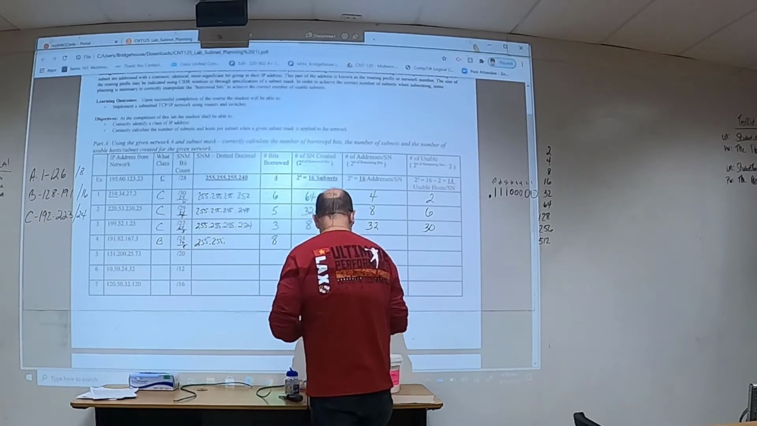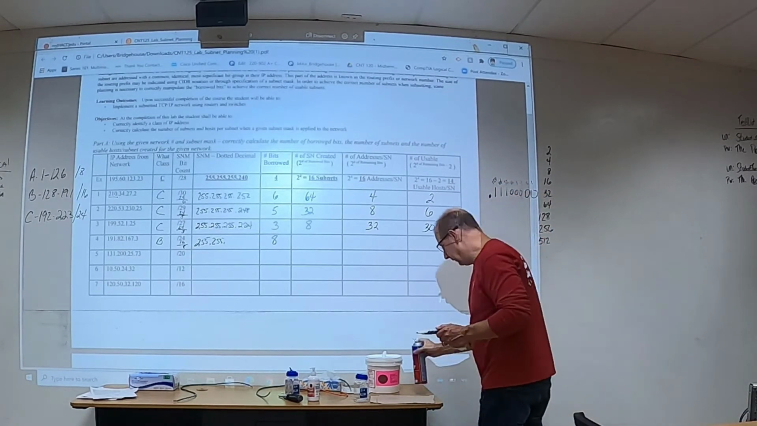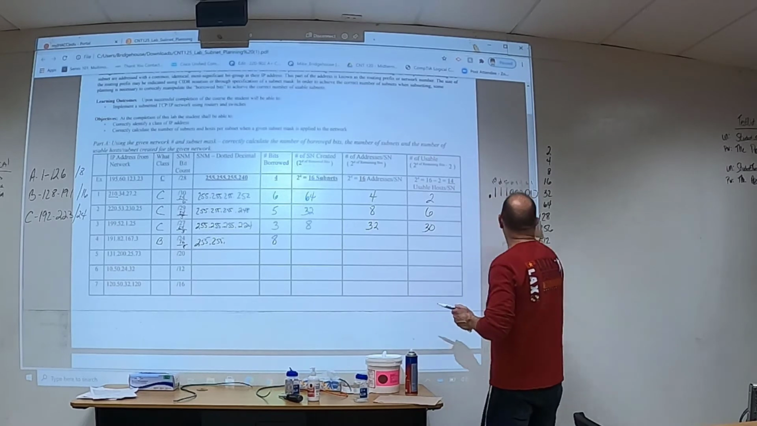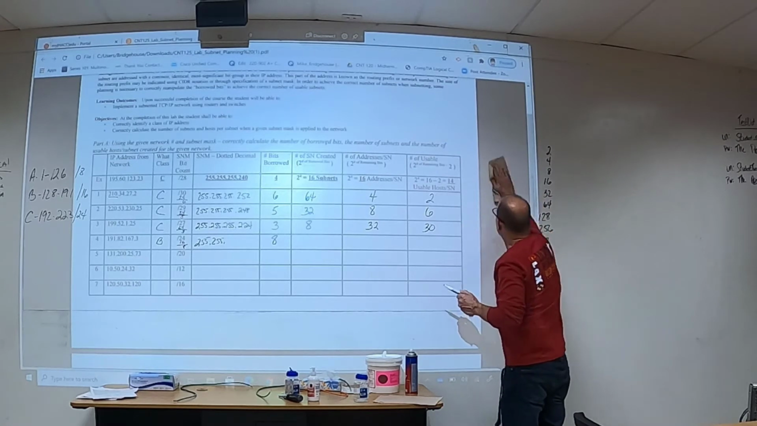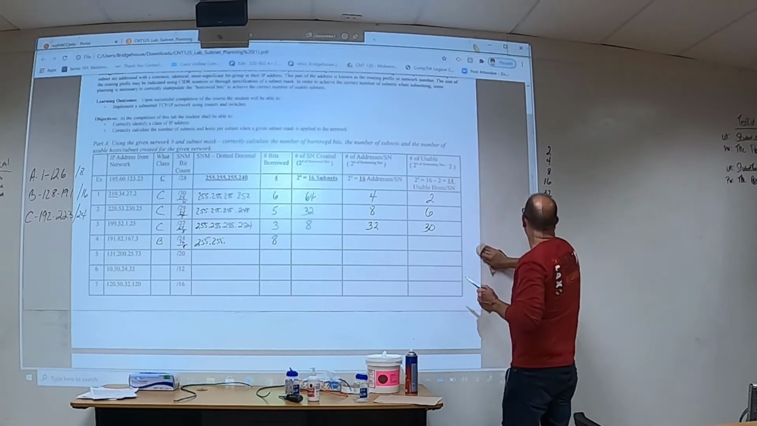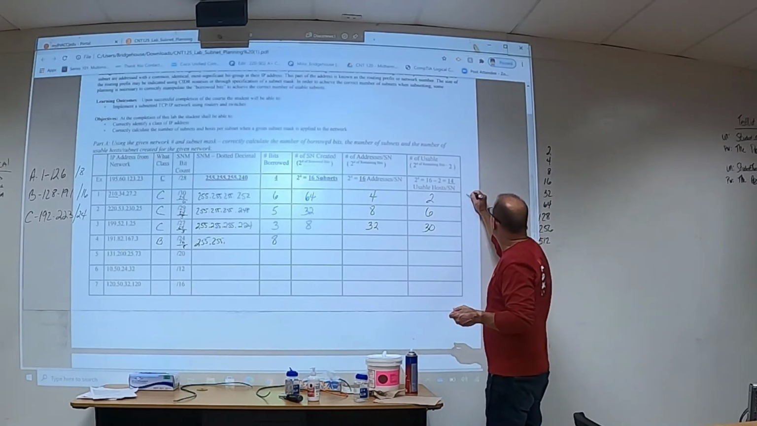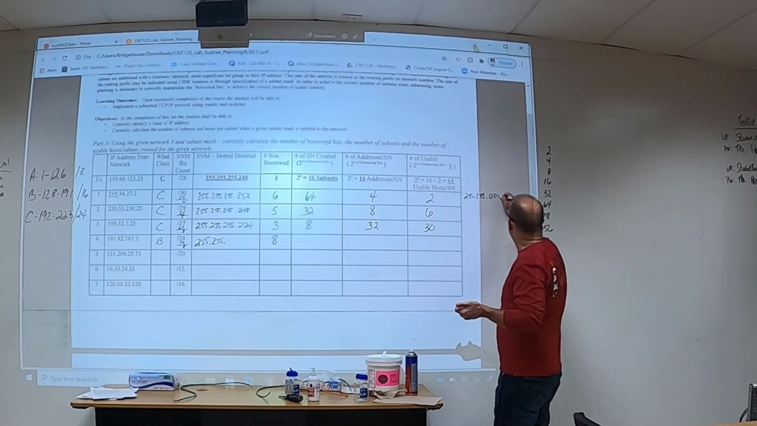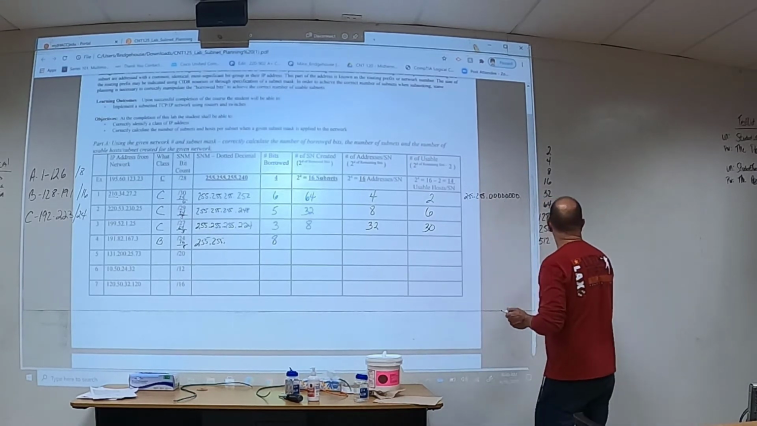I borrowed bits. Let me clean this up just a little bit. I'm going to need a little more room to work. All right. So in this case here, I've got my default subnet mask, which was 255 and 255, and then 1, 2, 3, 4, 5, 6, 7, 8, and then move this over.